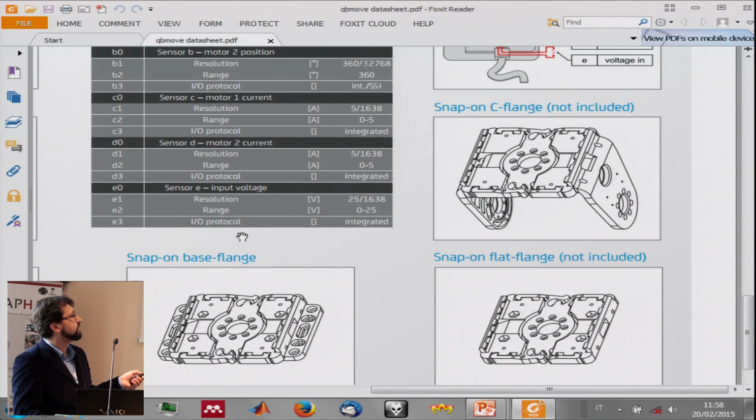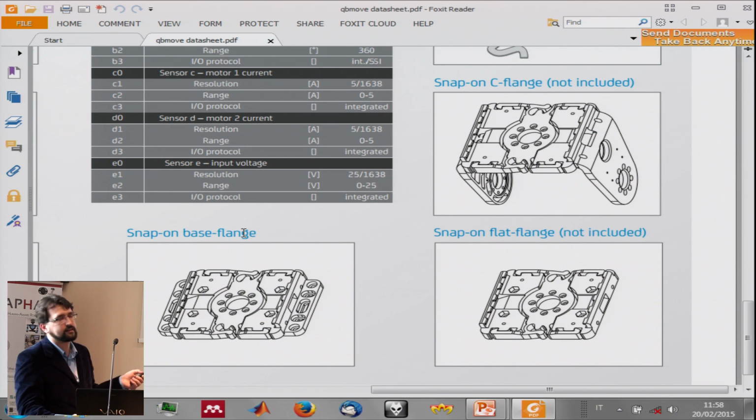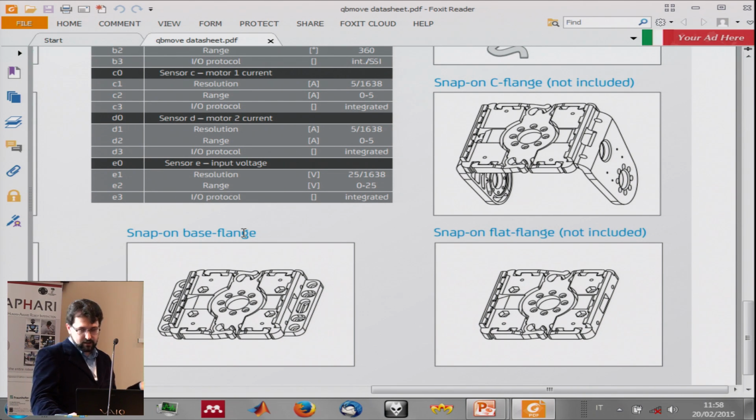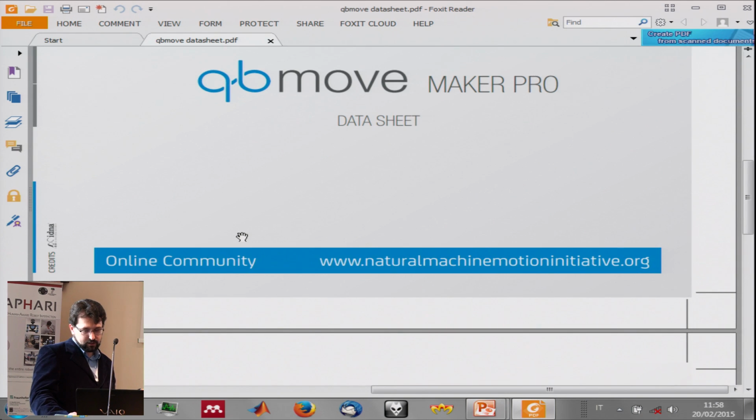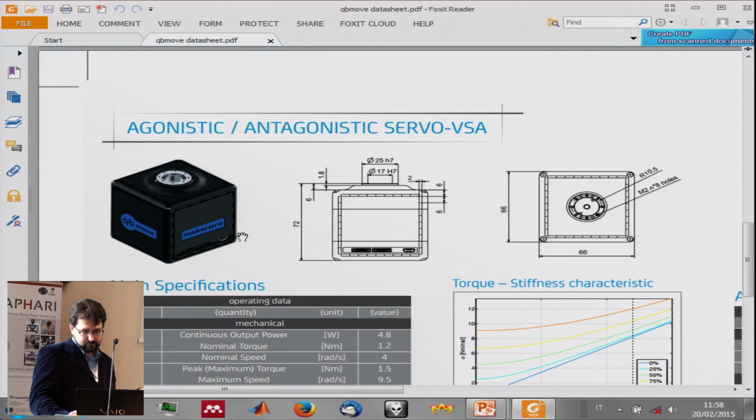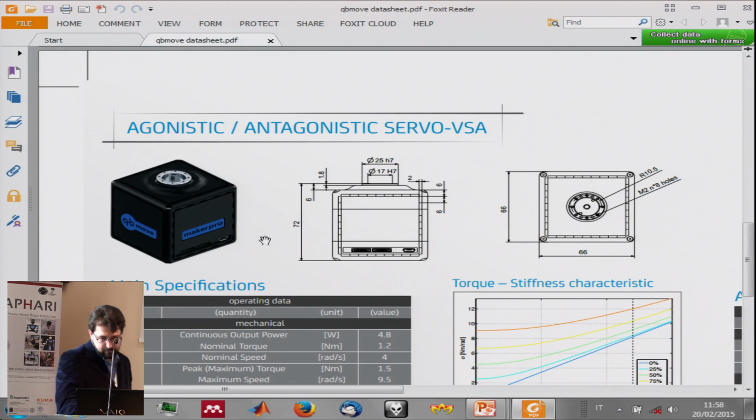Okay, here we have other information about the connection system, which didn't fit on the first page, but is still interesting. For example, these are the snap-on flanges that we use, which are made for easy and fast prototyping. And then if we move to the first page, to the last page, sorry.